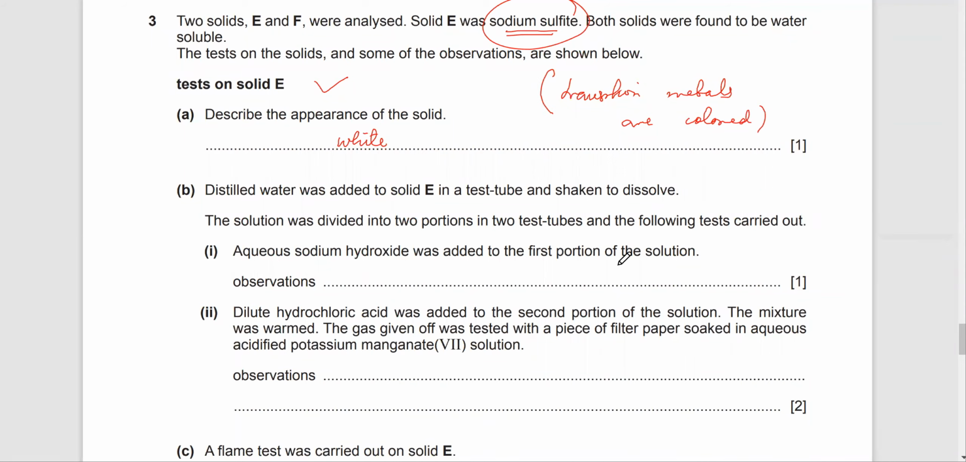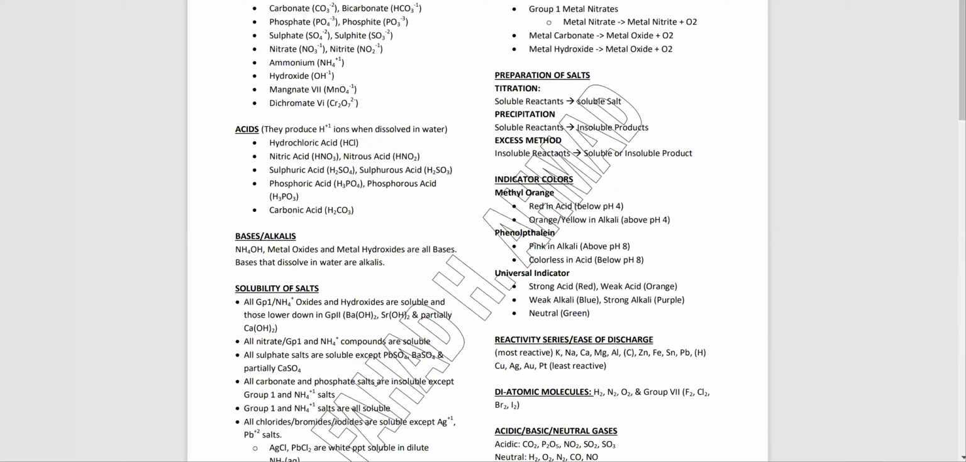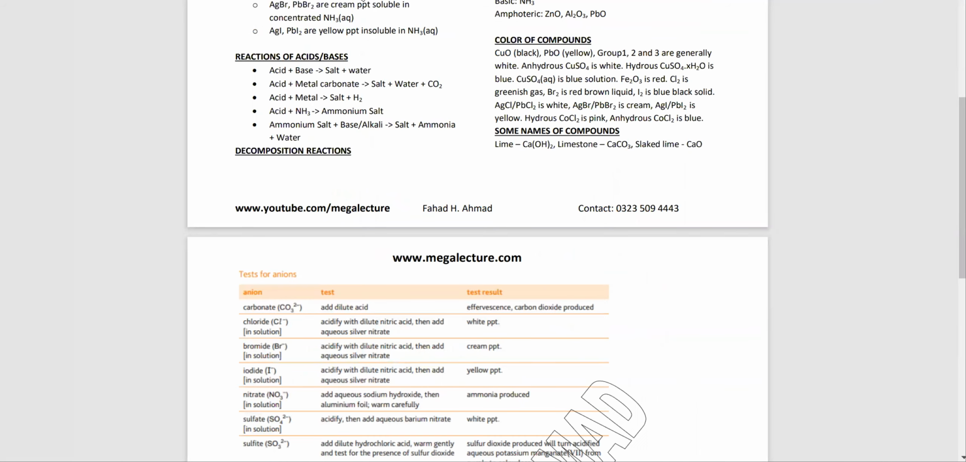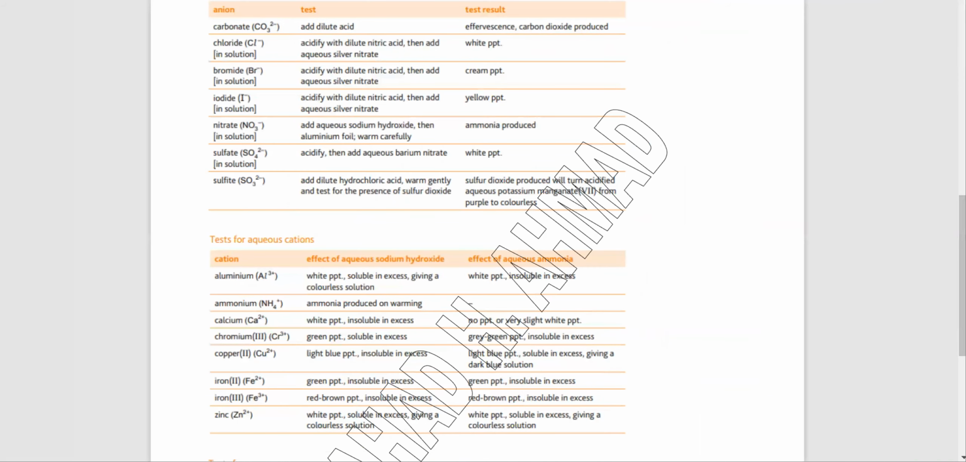Distilled water was added to solid E, so it became a solution. The solution was divided into two portions. So now you're dealing with the solution of E. Aqueous NaOH was added to the first portion of the solution. So let's go and have a look at our sheet. Where are the tests for ions in the sheet? ये अगला पेज है. अच्छा, NaOH डालोगे तो क्या होगा?